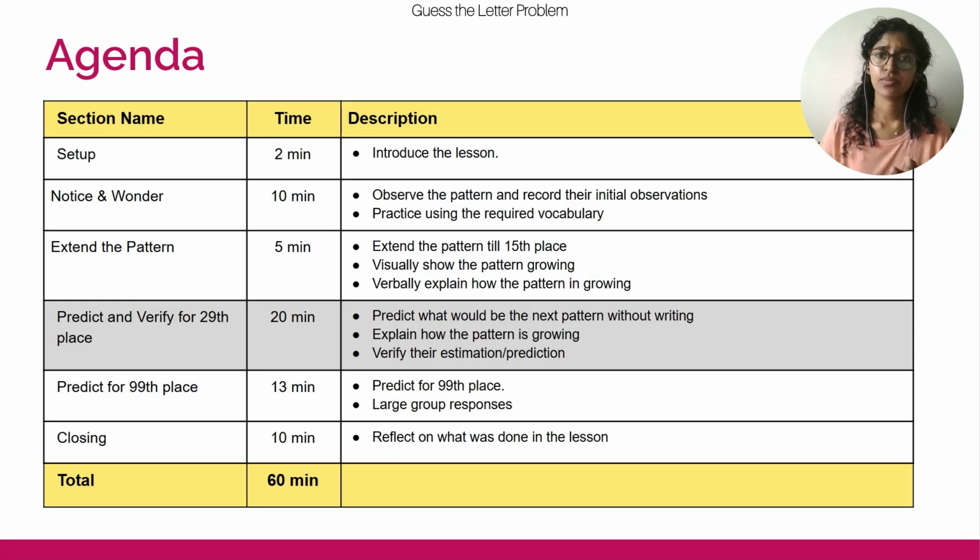And then in the next 20 minutes, students will predict and verify for the 29th place. They're going to find out what letter will be coming in the 29th place. And after that, we get into solving our big problem, which is to predict for the 99th place. And lastly, we have a closing where we do a quick recap and reflection of what we have learned in the lesson. So now let's move into our lesson.